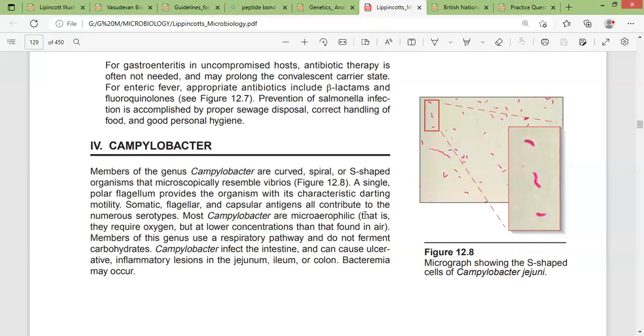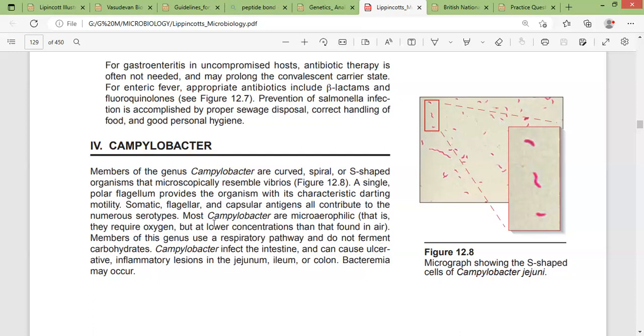So for Campylobacter, unlike the others where we've said there are definite gram-negative rods, they're rod shaped, right? Campylobacter is more of a spiral shape, more of an S shape. It's about to resemble Vibrio cholerae. Remember, Vibrio, we say it's comma shaped. This one is more curved than S shaped. Okay, so that's Campylobacter jejuni. S shaped or spiral shaped, right?